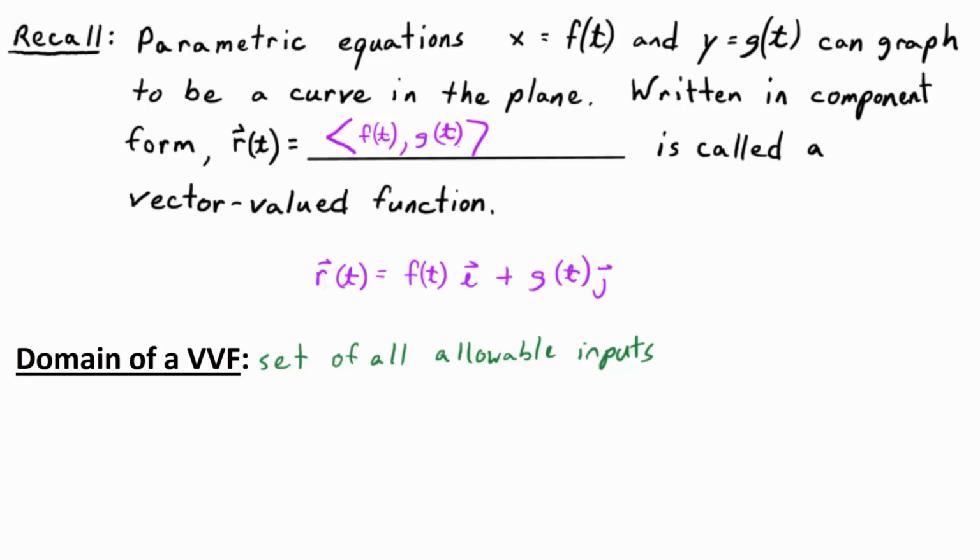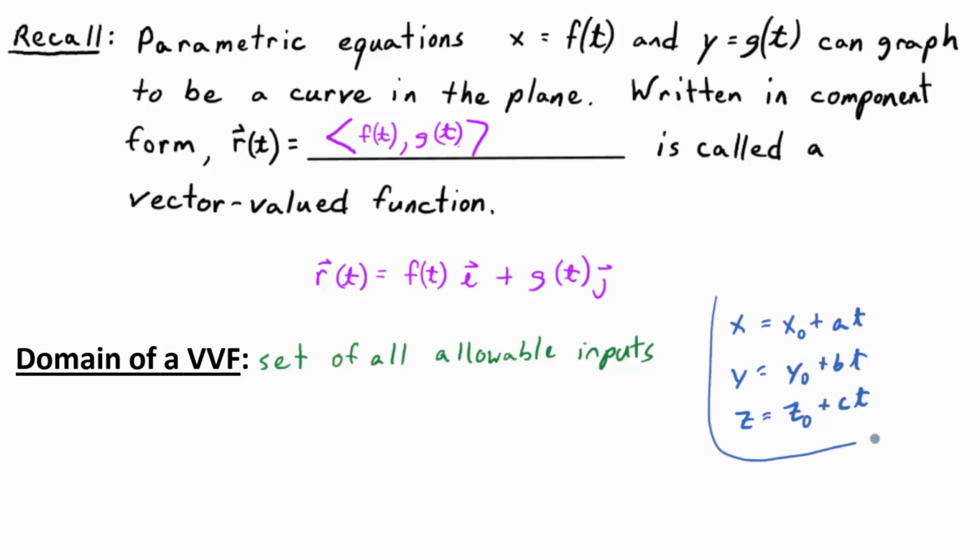So you've already been introduced to one vector-valued function. The parametric equations of a line in space, remember, x equals x naught plus at, y equals y naught plus bt, and z equals z naught plus ct.